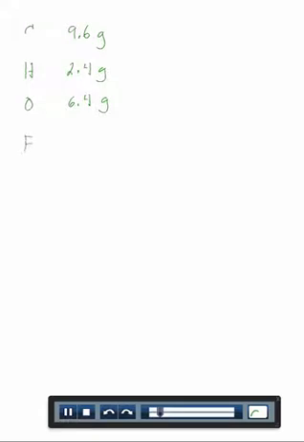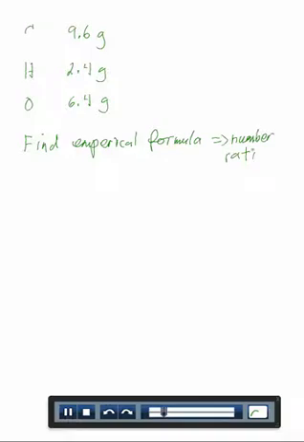So let's find the empirical formula from this data. Now the empirical formula is a number ratio. In fact, it's the lowest whole number ratio of the elements in the molecule. So what we've been given experimentally is a mass ratio.